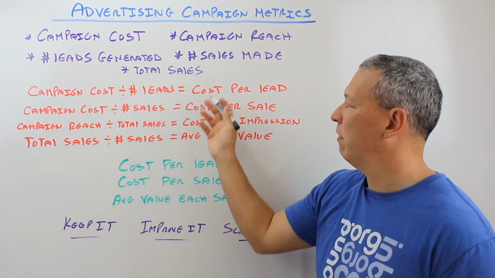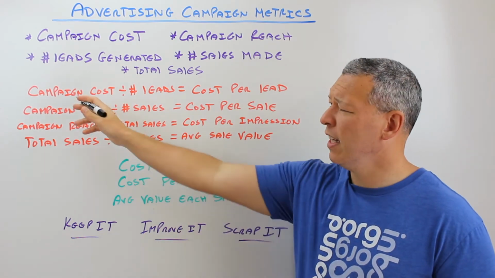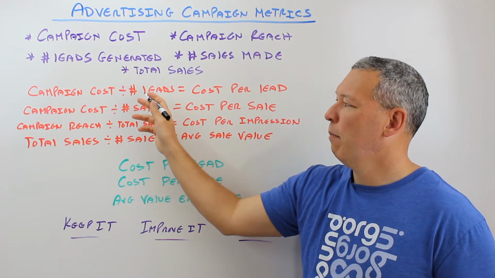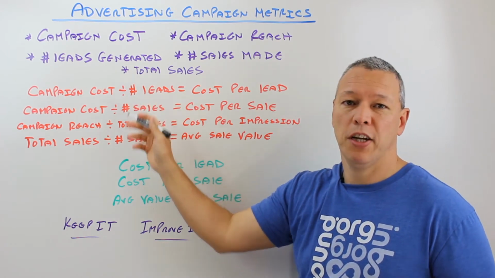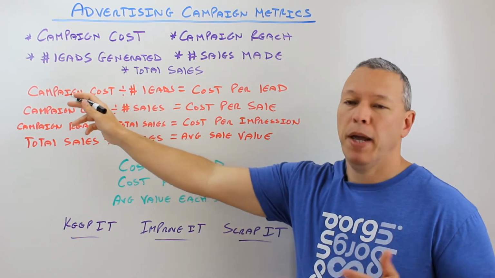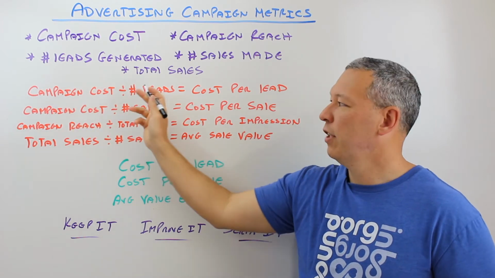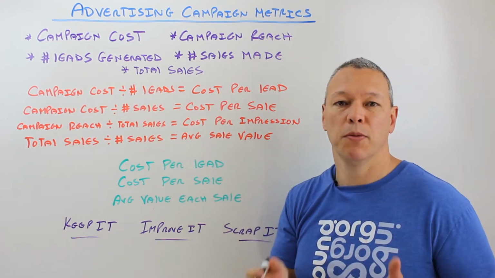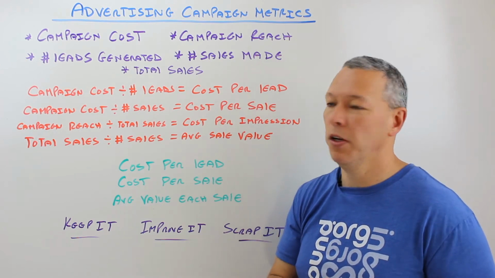First one we're going to do is we're going to figure out our cost per lead. And that's really easy. So we're going to take our campaign cost and we're going to divide that by the number of leads the campaign generated. So if your campaign cost $100 and you generated 5 leads, you would have a cost per lead of $20 per lead. So that's the first one that you want to know.